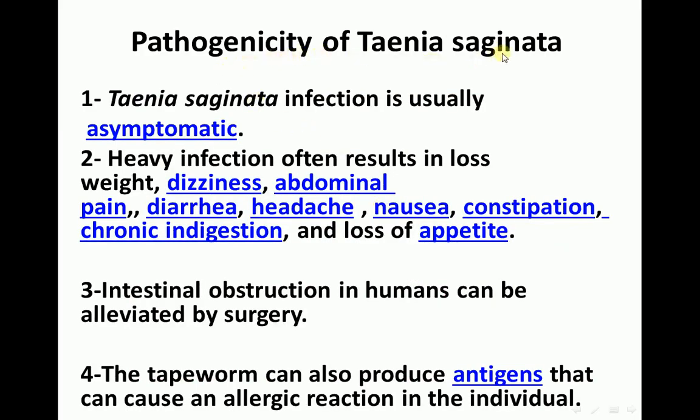Pathogenicity of Taenia saginata. Taenia saginata infection is usually asymptomatic. Heavy infection often results in weight loss, dizziness, abdominal pain, diarrhea, headache, nausea, constipation, chronic indigestion, and loss of appetite. Intestinal obstruction in a human can be alleviated by surgery.